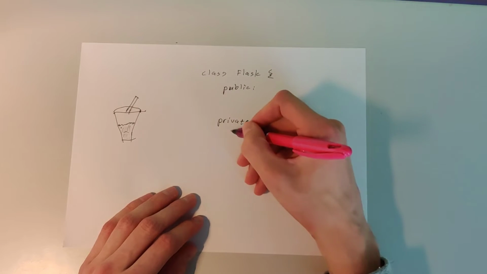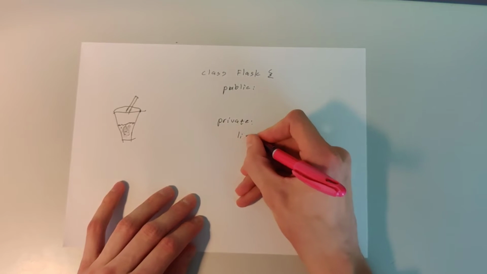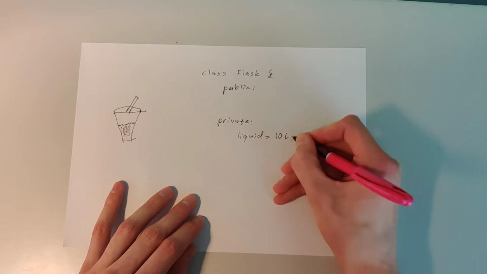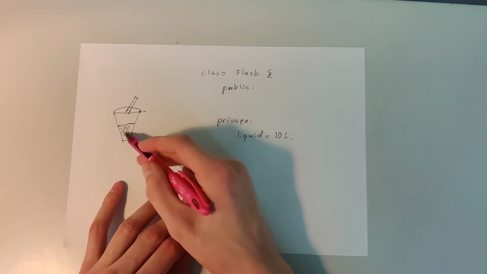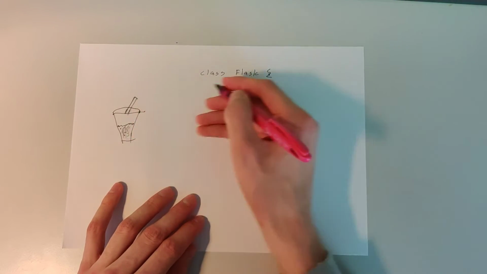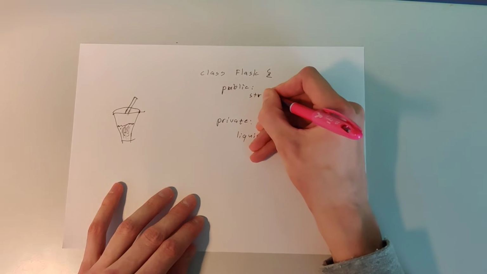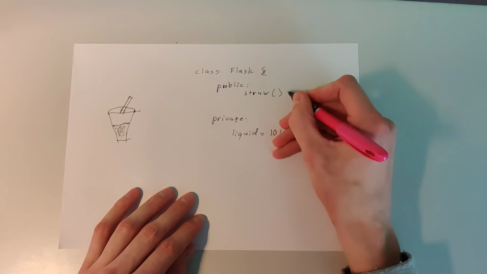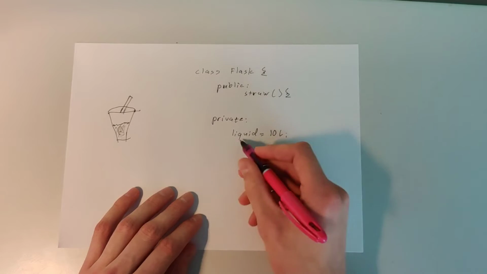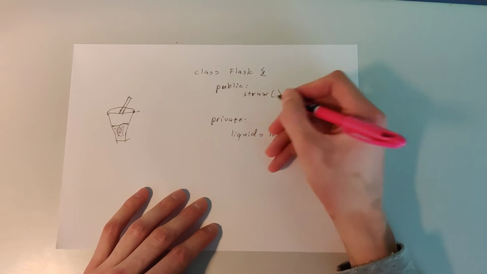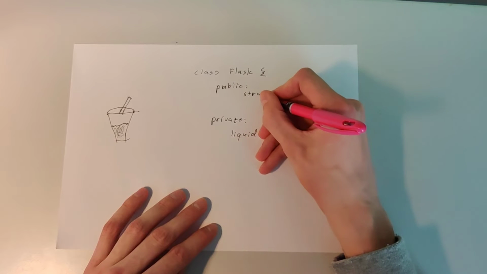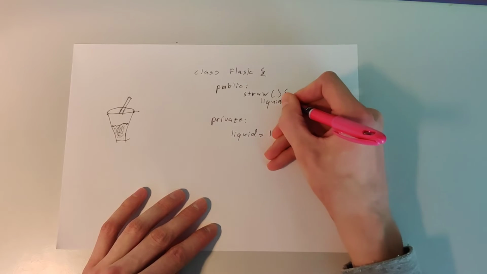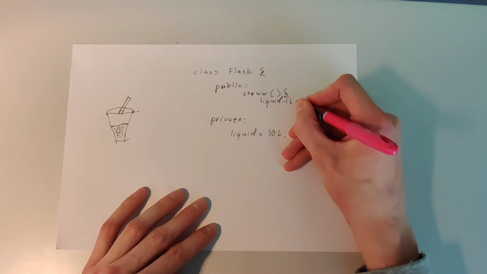We can access this private interface, which is here, liquid, for example liquid is 10 liters. And in the public interface, we can access this liquid with the help of this straw, for example. And if we want to make this straw method work, so we can drink this liquid, every time we use the straw, we drink 1 liter of liquid. For example, liquid minus 1 liter.